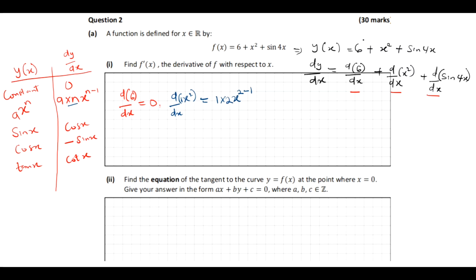So I haven't got this one. This one is going to be what? 2x to the power 2 minus 1 is going to be 1. So x to the power 1 is x. So we are going to have 2x. So that's just down that box.